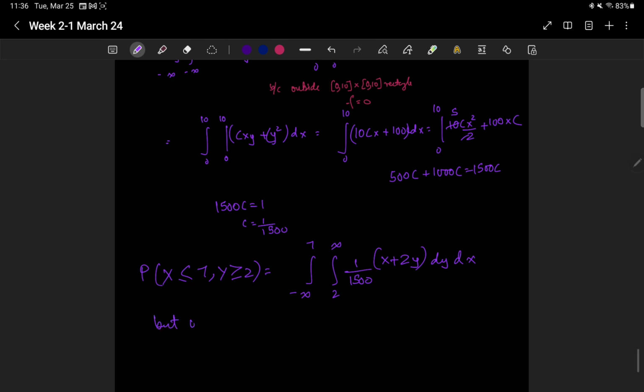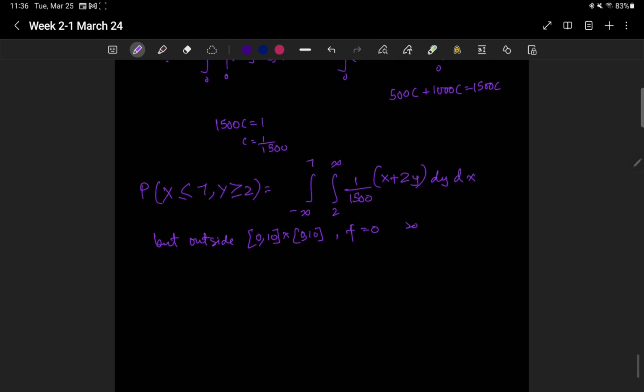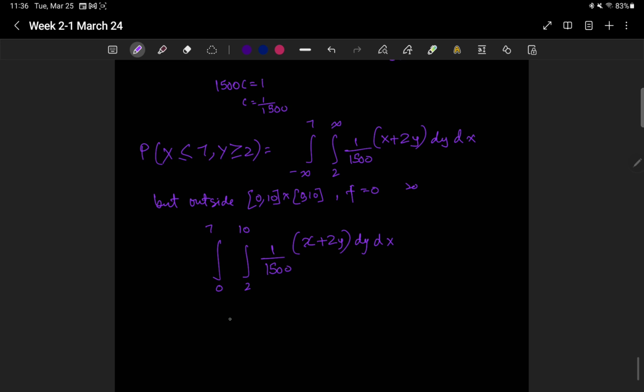But outside this box of 0 to 10, our probability is 0. So it really reduces to, I only need to consider from 0 to 7 and then 2 to 10 of 1 over 1500 times (x plus 2y) dy dx. And this one you can evaluate, right? Pull out the 1500. First, with y, you get xy plus y squared, from 2 to 10, and 0 to 7 dx.